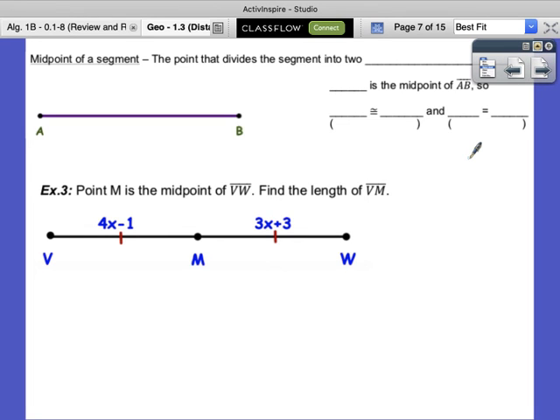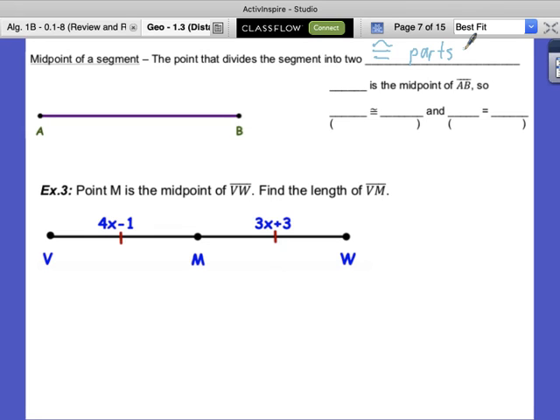Let's talk about a midpoint. A midpoint. It kind of sounds like the what point? Middle. The midpoint is the point that divides the segment into two congruent parts, or two congruent segments if you want. I'm going to be lazy. I don't want to write out the word congruent, so I'm going to use the congruent symbol. If you want to write out the word congruent, you totally can. That's the beauty of this.